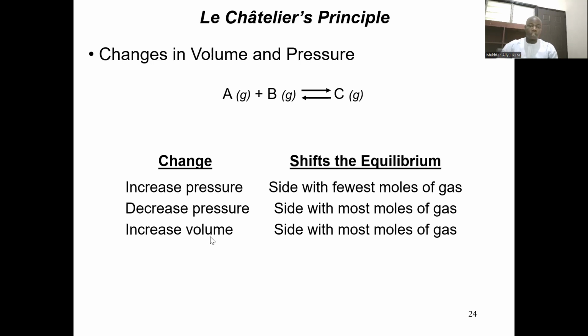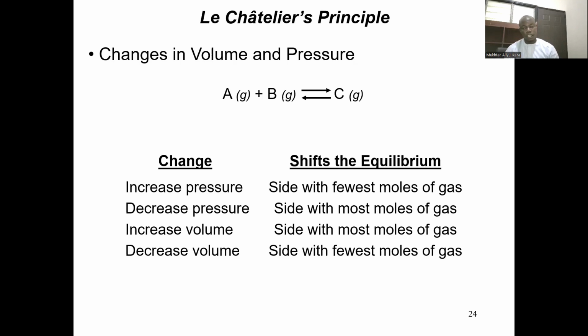And then if you increase the volume, it will move to the side with the most number of moles. So an increase in volume is related to an increase in the number of moles. So if you increase the volume, it will move to the direction where the number of molecules, or the number of moles, is high. And if you decrease it, then it will move to the side where the number of molecules is low.